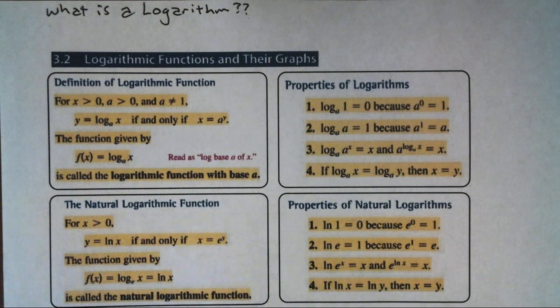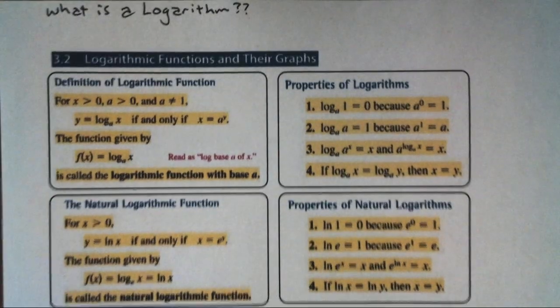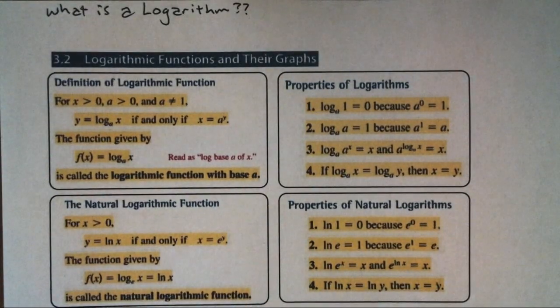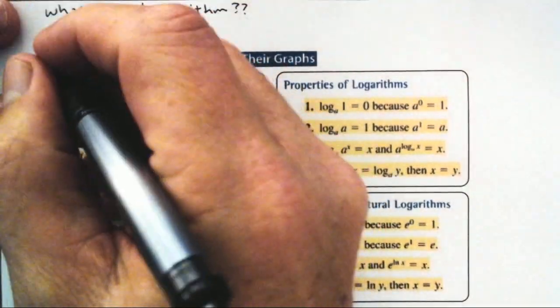But every year when I ask classes what is a logarithm, even though they've been exposed to them before, I don't get too many that really have a grasp of what a logarithm is. This is going to be question number one on the Chapter 3 test: what is a logarithm? If you understand the definition I'm about to give you, which is a little bit different than the book definition, a lot of the properties we're seeing right below here should make sense to us. So what is a logarithm?